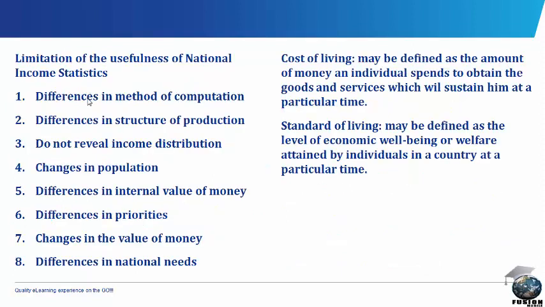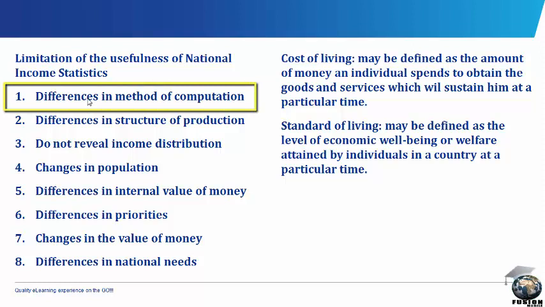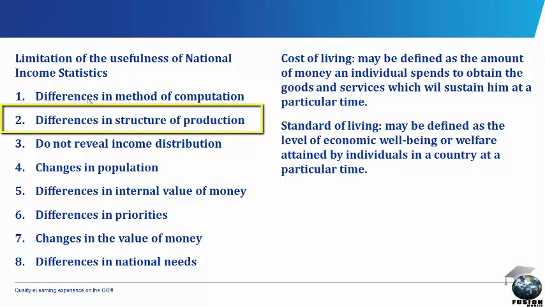Limitations of the usefulness of national income statistics. The following are the limitations of national income statistics. 1. Differences in method of computation. The use of different methods of computation of national income by different countries makes it difficult to have a common basis for comparing nations. Differences in structure of production. Where subsistence production exists, output is more likely to be grossly underestimated than in a country with a market economy.